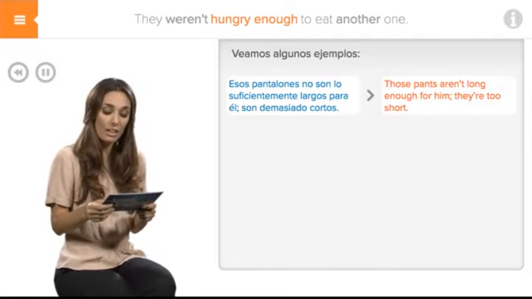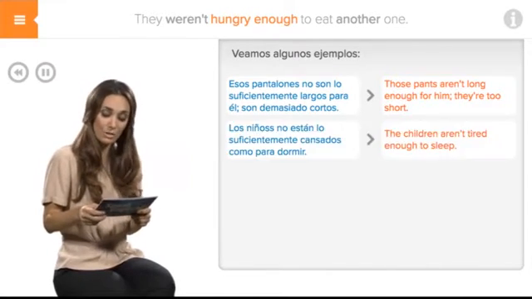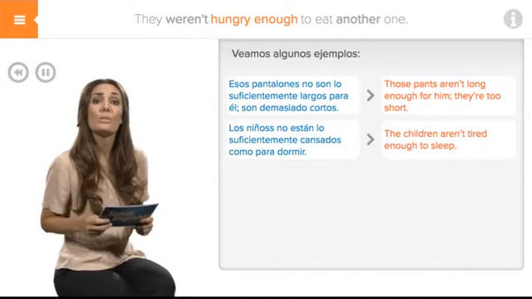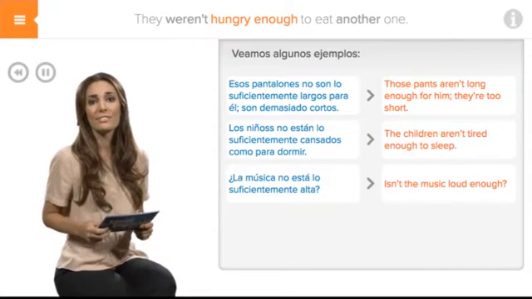Those pants aren't long enough for him. They're too short. The children aren't tired enough to sleep. Isn't the music loud enough?